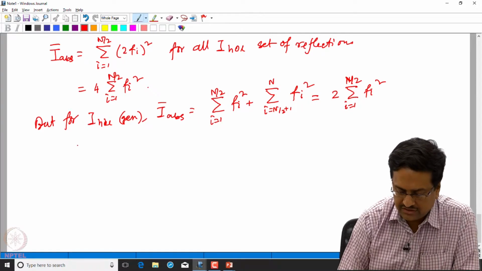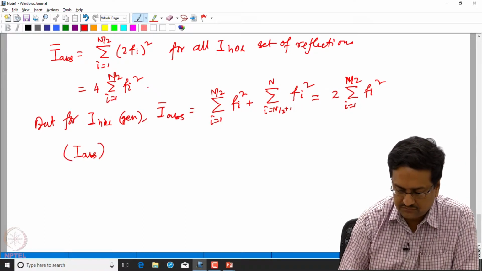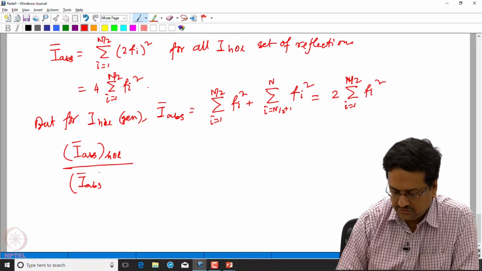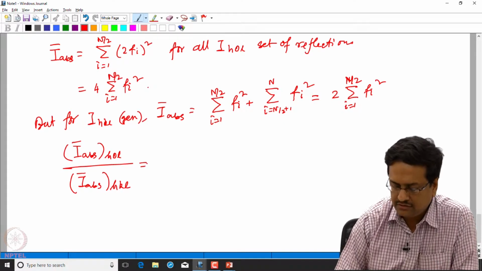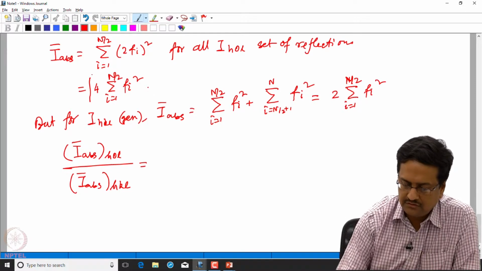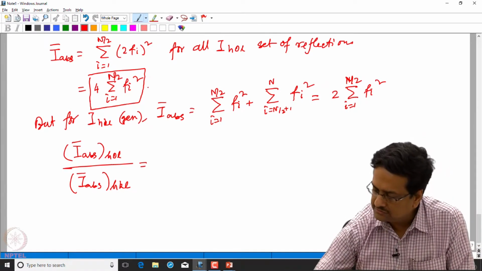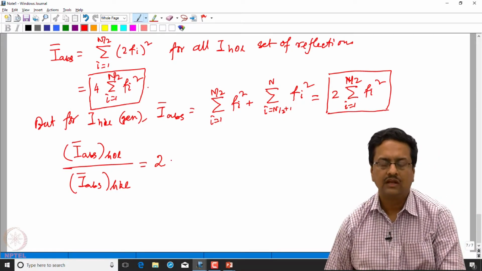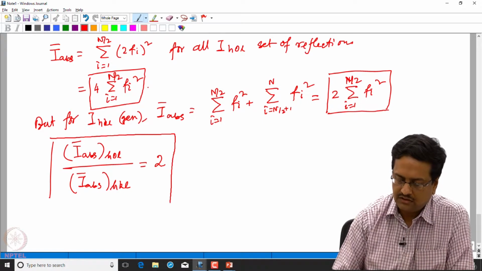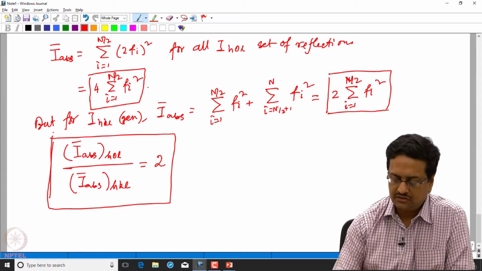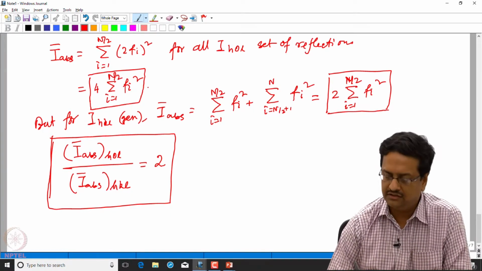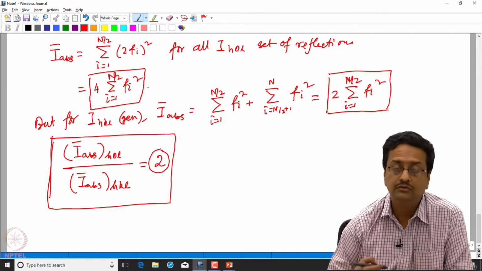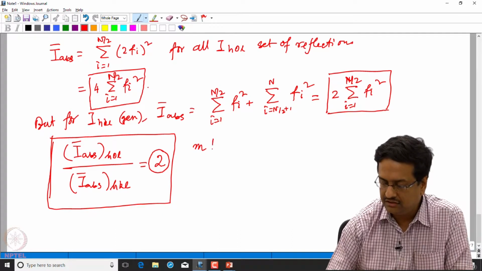So if I take now the average of I abs for the set of reflections with indices H0L to the I abs for the set of general reflections HKL, what we get is nothing but this quantity divided by the quantity here. So the number comes out to be just 2. So if we carefully look at these I abs values for sets of reflections H0L and HKL in the reduced data set, then what we get is a number 2, a factor of 2, which then indicates the presence of a mirror plane perpendicular to y.